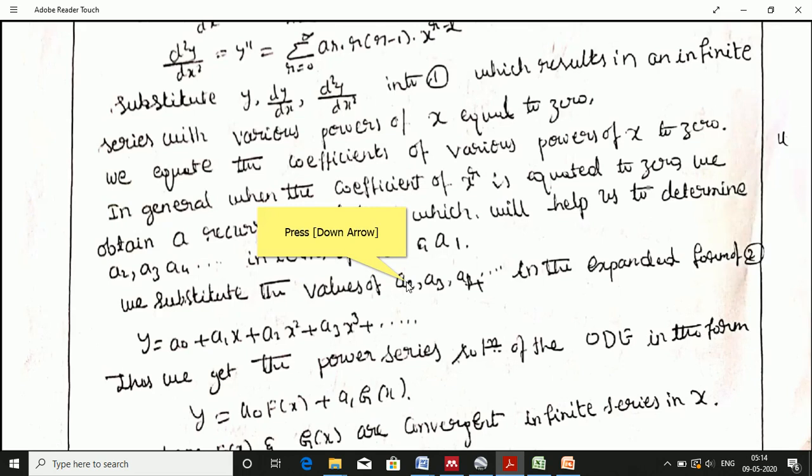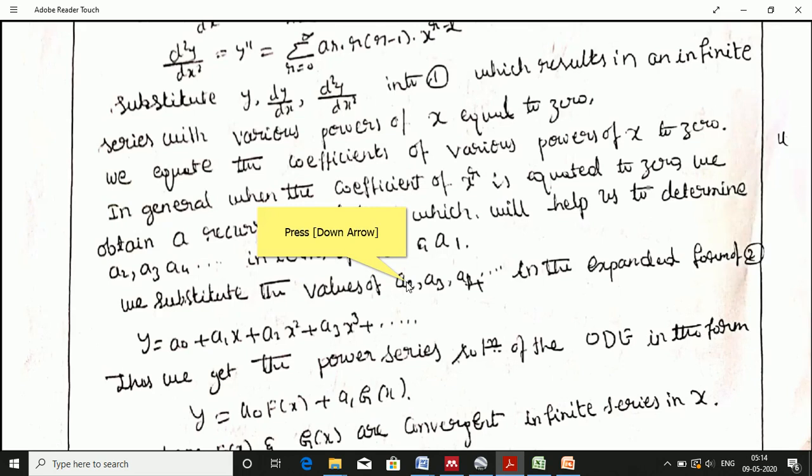Substitute the obtained values of the constants a2, a3, a4 in the expanded form of equation 2. The expanded form of equation 2 is y = a0 + a1 x + a2 x² + a3 x³. Substitute the a0, a1, a2, a3 values, and these will be either in terms of a0 or in terms of a1. So group the terms containing a0 and take a0 as common. The remaining is an infinite series of the form f(x), and take a1 as common. The remaining is an infinite series of the form g(x).